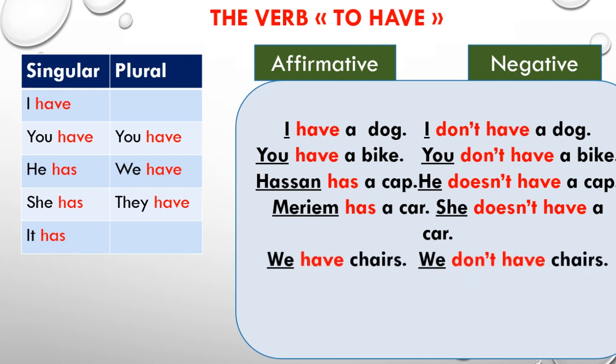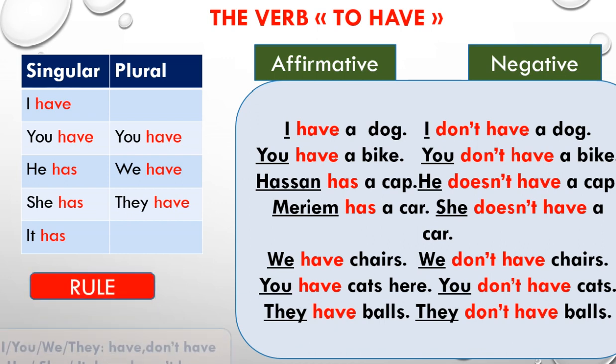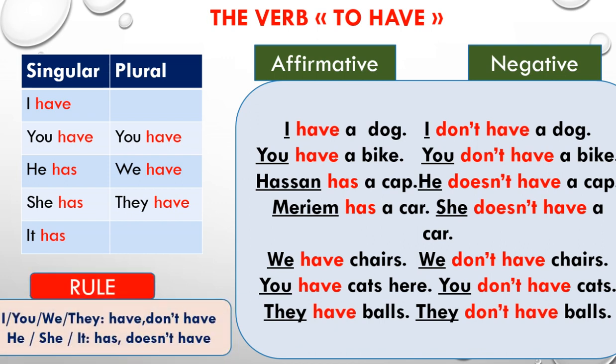Now هنا the subject pronoun is we. نحن we have chairs. نحن نملك كراسي. The negative sentence is we don't have chairs. Okay. Now, next example is you have cats here. يعني لديكم قطط هنا. The negative sentence you don't have cats. يعني لا تملكون قطط.